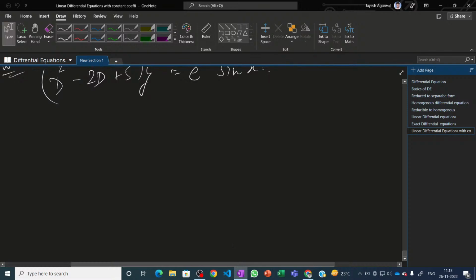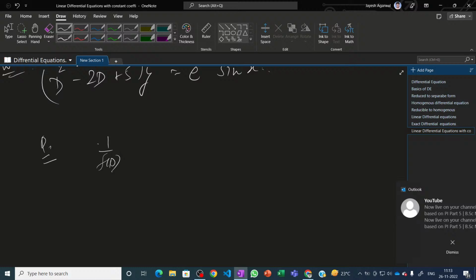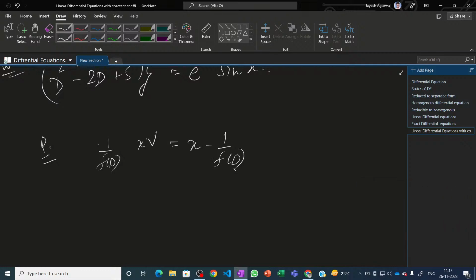And today we are going to study some advanced mathematics courses. So let us start with the question. First of all, we will learn a formula for the PI calculation: 1 upon f(D) times x into v. Then this can be written as x minus 1 upon f(D) f dash(D), the differentiation of the f function with respect to D, and then 1 upon f(D) into v. Now we will see its application and solve the question accordingly.